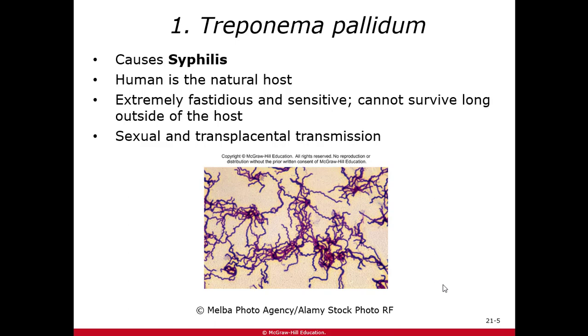So humans are a natural host. We can carry the bacteria, we can spread the bacteria. These particular bacteria, because they need to get inside of our body, they don't survive long outside of a host. So they're extremely sensitive. They're affected by different antibiotics. The most common way it's transmitted from host to host or human to human is sexual, or they can cross the placental barrier.